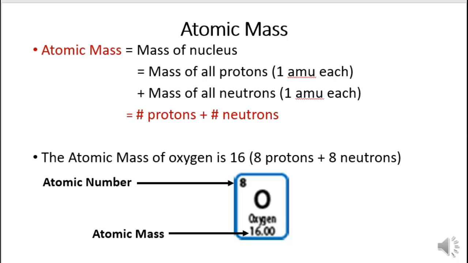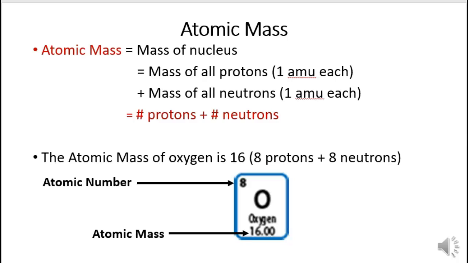The atomic mass is another property that's listed in the periodic table for each element. The entry for oxygen lists the atomic mass at 16. The atomic mass is really the mass of the nucleus. It equals the mass of all the protons plus the mass of all the neutrons. Because a proton and a neutron weigh the same, each designated as having one atomic mass unit, we can use this atomic mass and the atomic number to determine how many neutrons exist in one neutral atom of oxygen.